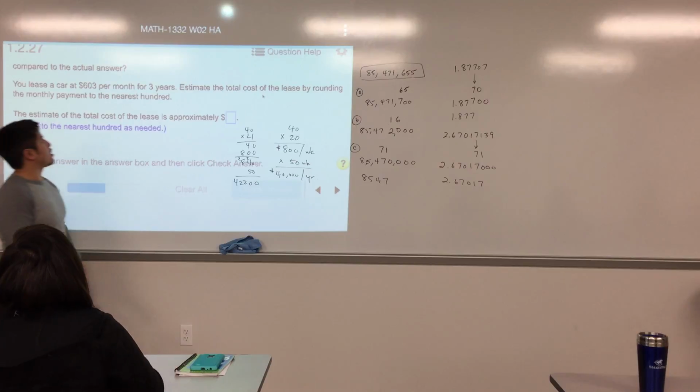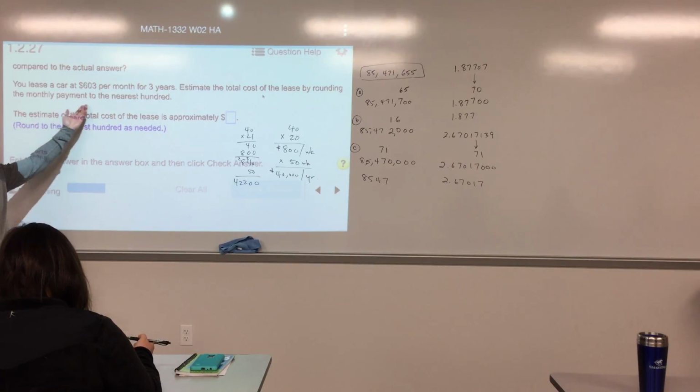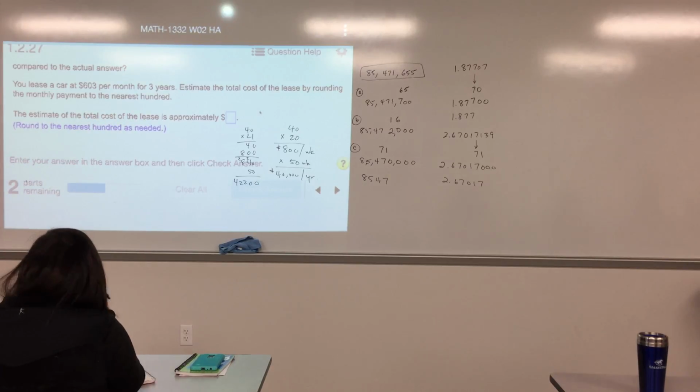Same thing. You lease a car at $603 per month for 3 years. Estimate the total cost of the lease by rounding. Same thing. Now, I want to show you something because we're going to kind of bring this to a close here.